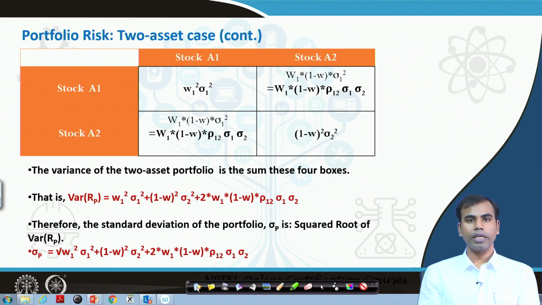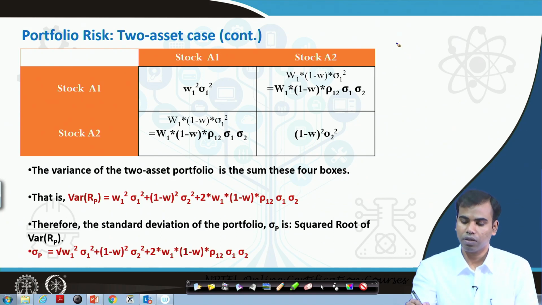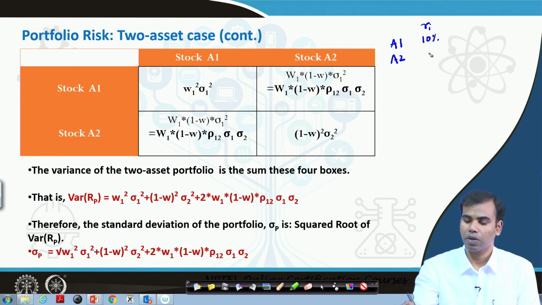So, if we take the example that we had started in the beginning, we had two assets A1, A2, for which we had a return as 10% and 20%, sigma as 5% and 10%, and weight as 50-50.